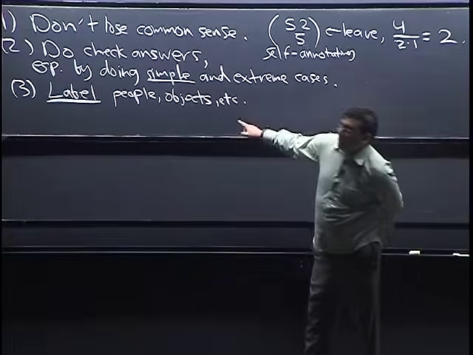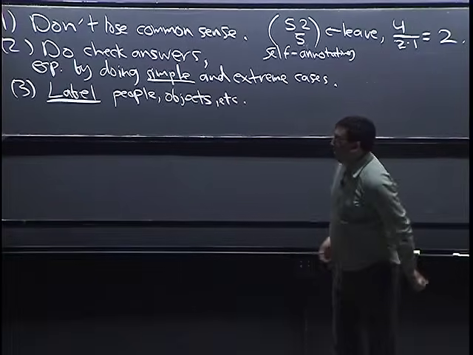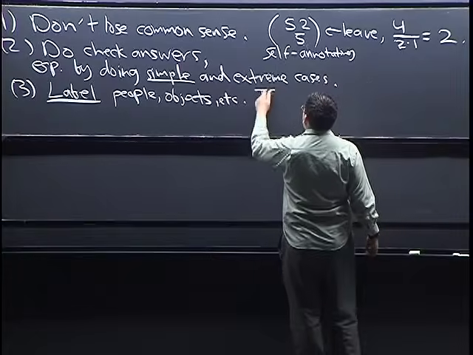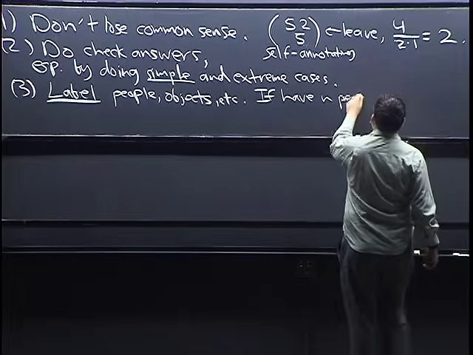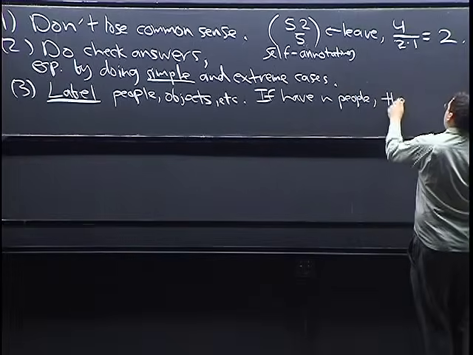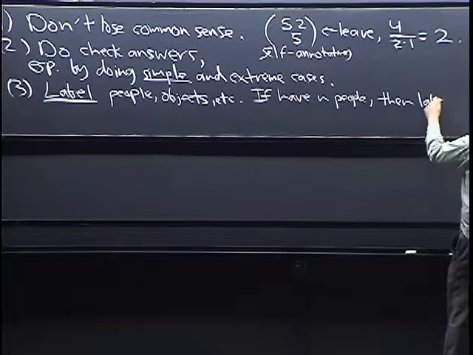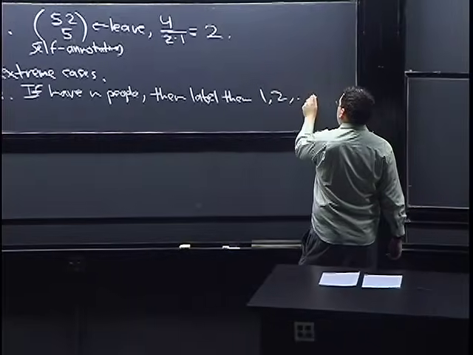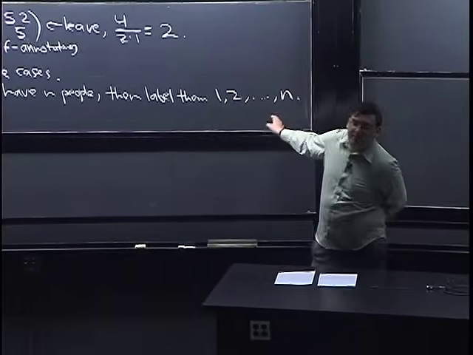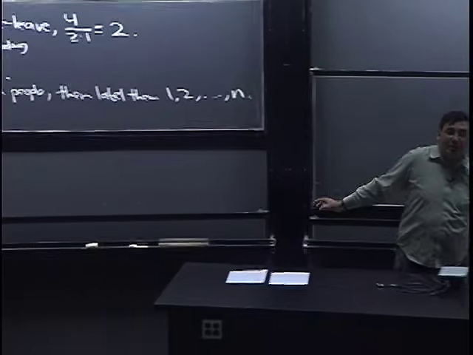And all I mean by this is just if you have n people, so the problem would just say we have n people, blah, blah, blah, then assume that they're labeled with the numbers 1 up to n. Very, very simple, okay? But that's extremely useful.